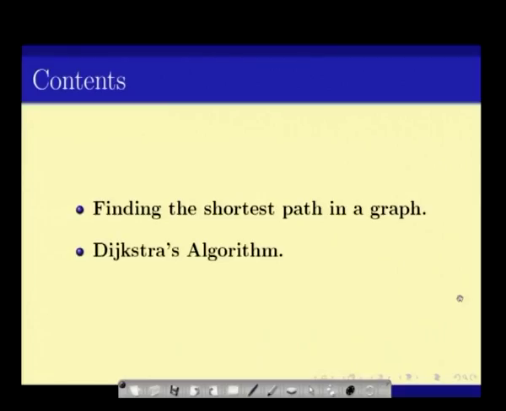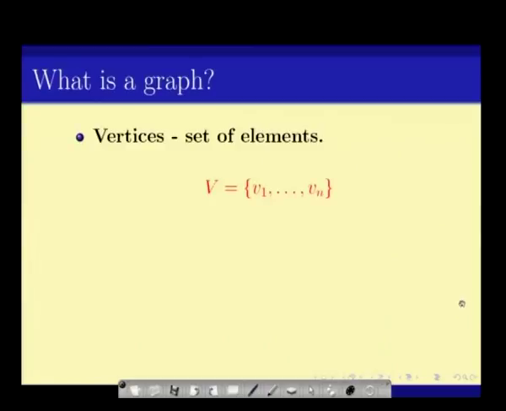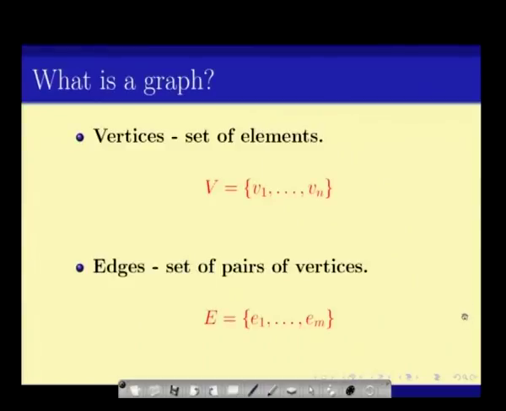Welcome to the UGC lecture series in computer science, and the topic is algorithms. Today we will be looking at the shortest path algorithm, and later on in this lecture we will be looking at Dijkstra's algorithm. So, we have been given a graph which has n vertices and some set of m edges.